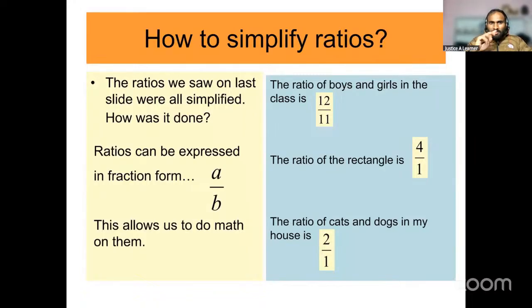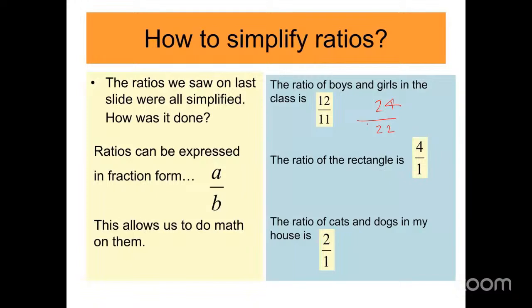Right. So the ratios we saw on the last slide were all in simplified form, right? But how to simplify a ratio? Simple. Before moving to the next slide, I just want to ask: if I give you a question like this, 24 and then 22, can you simplify it? You can simplify it. Yeah. So the answer would be 12 and 11. Okay.